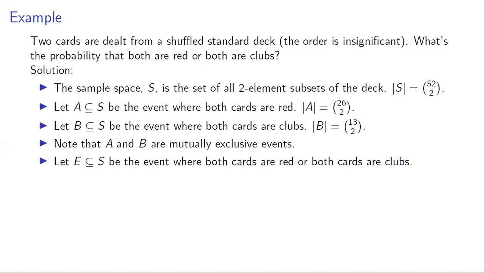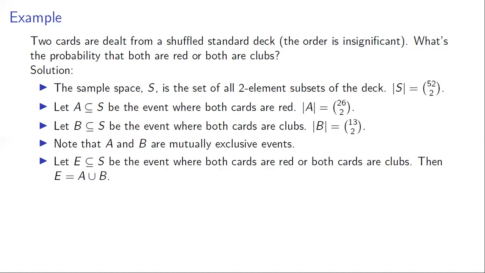Now, notice, let E be a subset of S, be the event where both cards are red or both cards are clubs. This is really what we want, right? We want to know the probability of E. What's the probability that both cards are red or both cards are clubs? Now notice that E is equal to A union B. That's why we set up A and B, because we're going to be able to use the union of A and B to represent E.